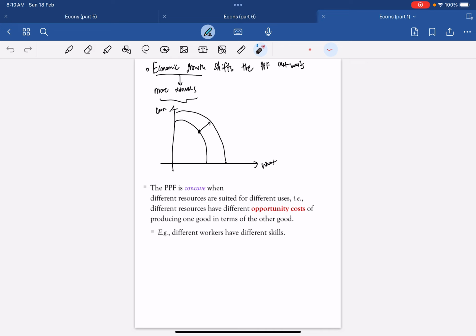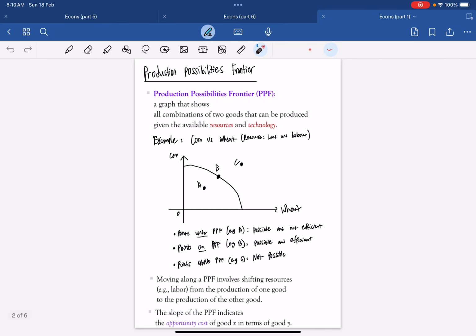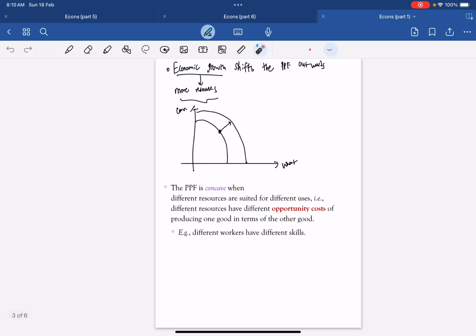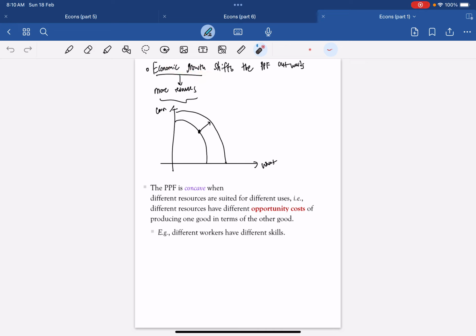Now we know how we shift along the PPF. We just need to shift resources from producing corn to producing wheat. But when there's economic growth, it allows us to shift our PPF outwards, because now we have more resources, which means we can produce more corn and more wheat at the same time. Another way for economic growth is improved technology, making production more cost efficient, so for the same amount of resources you can also produce more. So as long as there is economic growth, it shifts the PPF outwards.